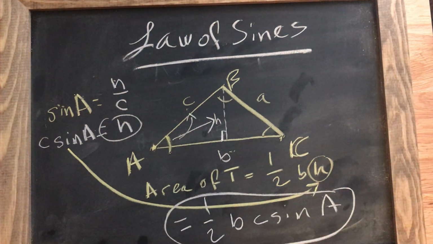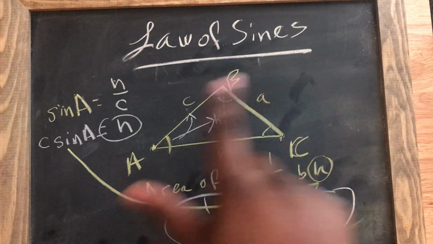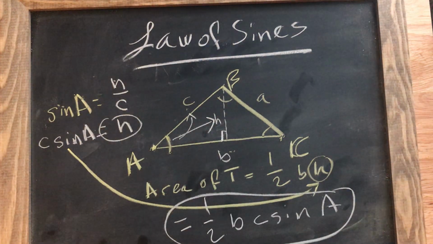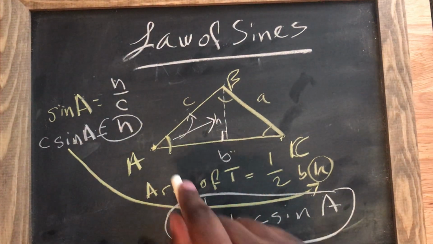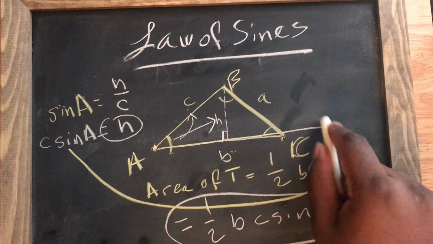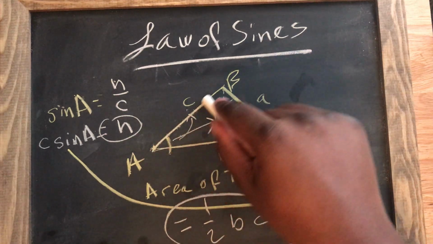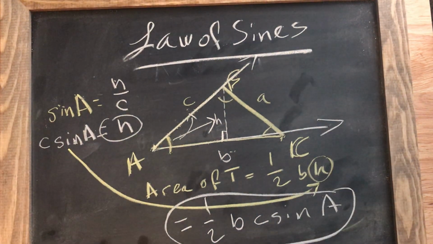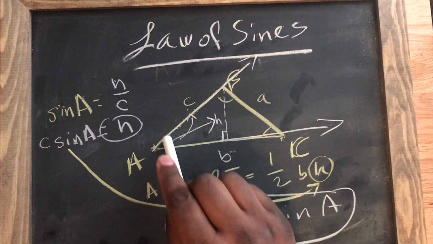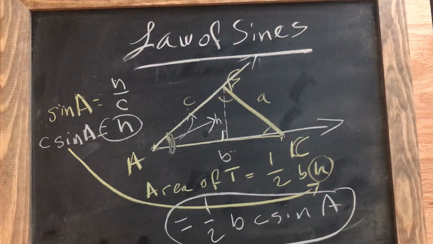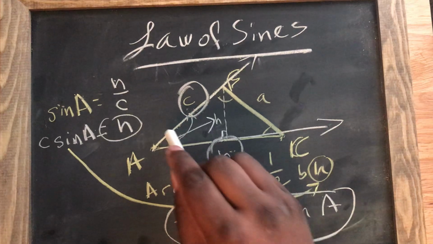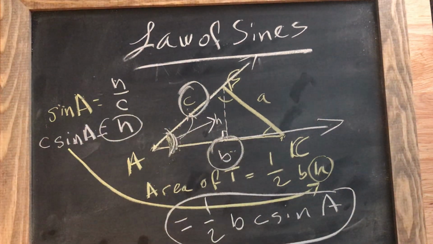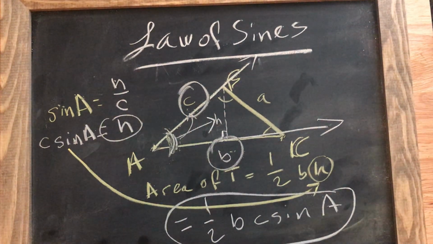And funny enough, this works with all of the angles, and I'll explain what I mean by that. Notice B and C are the two line segments that make up this angle A. So in other words, we've got side B, side C, and then angle A.